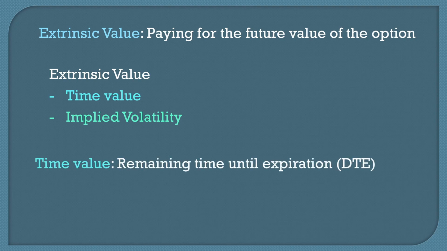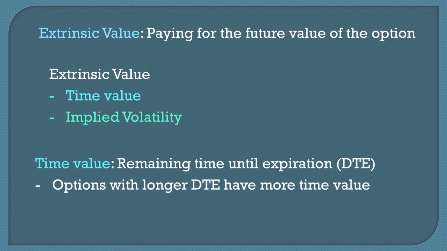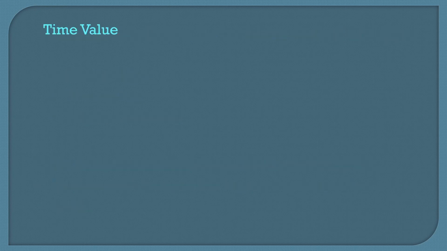Now, time value refers to how much remaining time the option has until expiration. It's the days to expiration or DTE of an option. Options with longer days to expiration will have more time value and they will cost more. Another term you might have heard with regards to time value is theta. Theta refers to the time decay of an option and it's one of the four Greeks. I intend to cover theta in the next video, so I will explain more about it then. Now let's take a look at an example on time value.